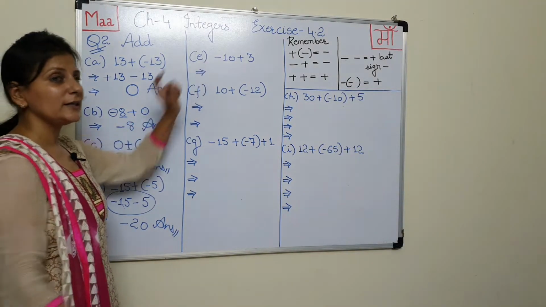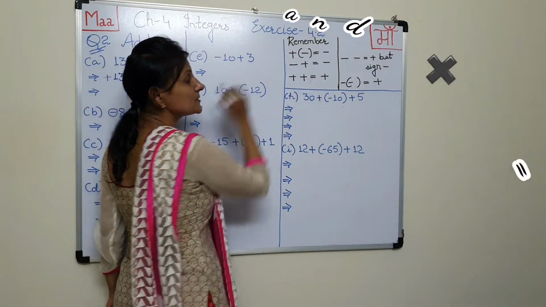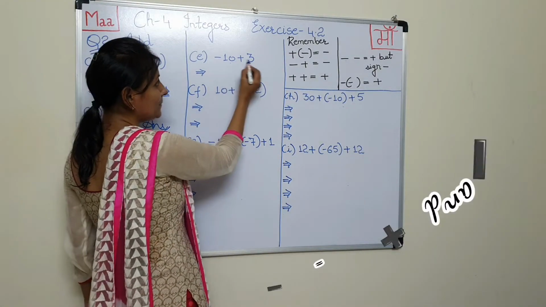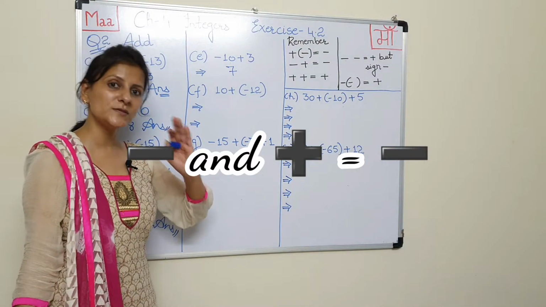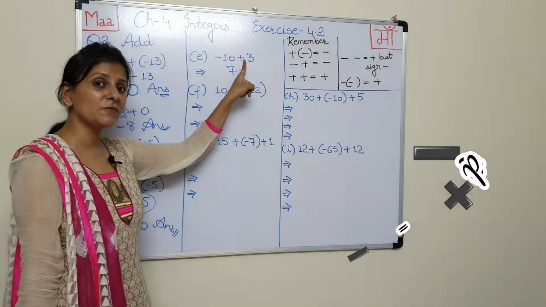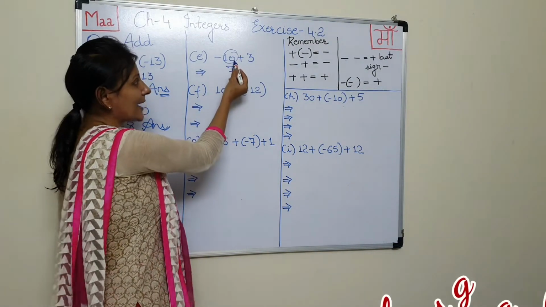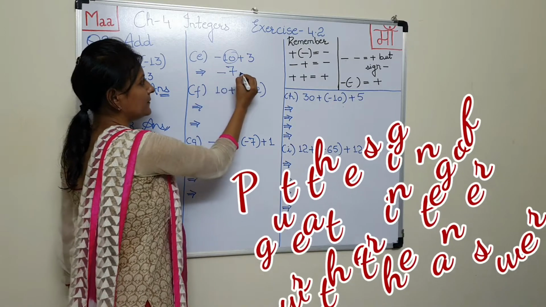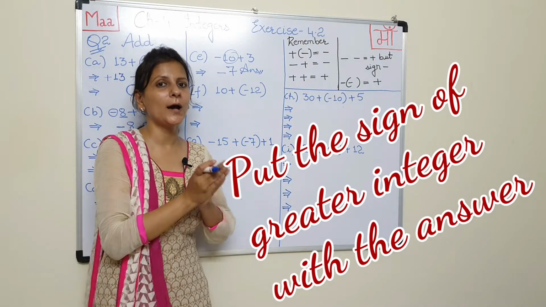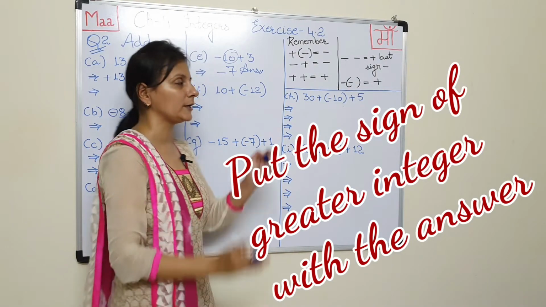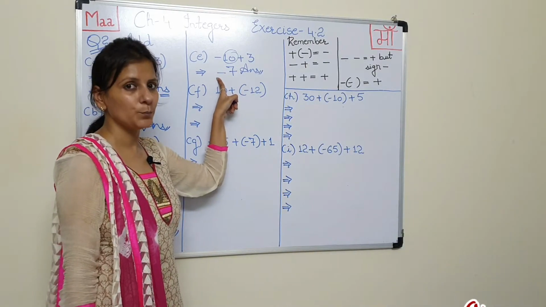Let's move on to the E part. It's minus 10 plus 3. Minus plus is minus. So subtract 10 minus 3 will give you what? It will give you 7. When you subtract 3 from 10, 7 will be the result. Now you have to see which number is greater. So from 10 and 3 the greater number is 10 and the sign before 10 is minus. So that sign will come with the answer. Okay. Whatever sign is before the greater number, you will put that same sign in your result. Like 10 has a minus sign with it, so in our answer also the minus sign will be put.